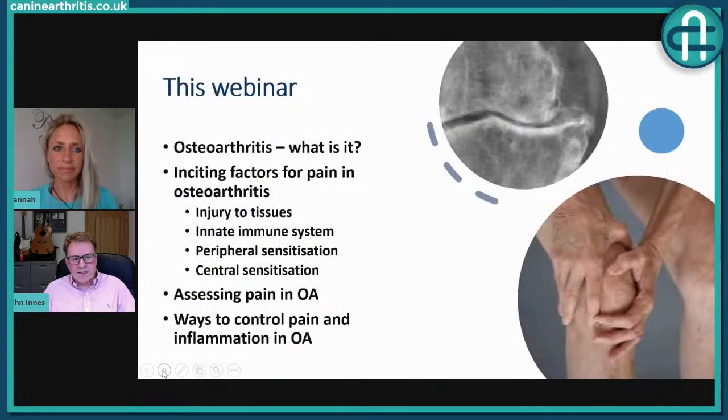Okay, so I'm going to talk a little bit about OA, what it is, and then a few slides on pain mechanisms, because I think that hopefully will allow you to understand how the science has really progressed in the last 25 years or so. And then some practical things about how we can assess the severity of osteoarthritis in dogs, and then a little bit about the new ways that we can control pain and inflammation.